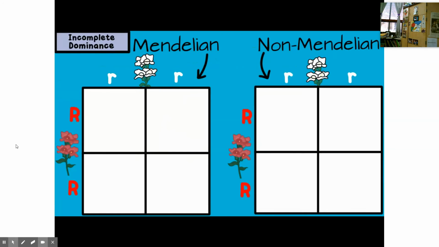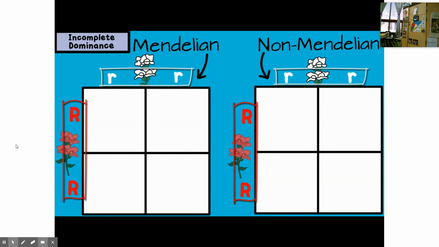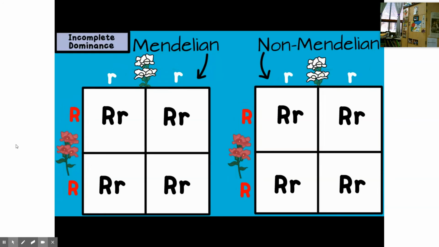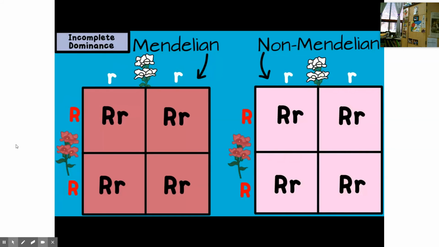If you cross a red flower, and we're going to write it here big R, and a white flower, little r, you are going to get offspring that are big R, little r. But unlike a Mendelian trait, if this is incomplete dominance, that big R allele is not completely expressed when the little r is around.